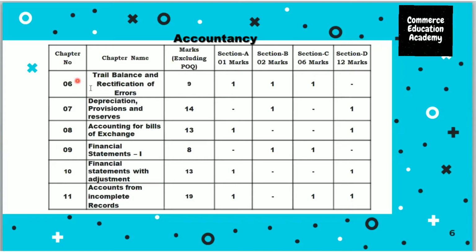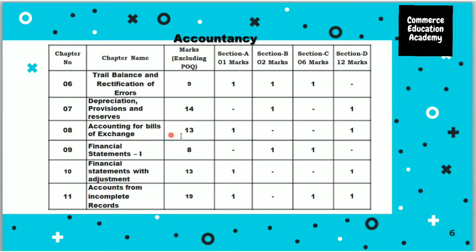Yeah, the sixth chapter. This chapter carries 9 marks. From Section A, 1 question. From Section B, 1 question. From Section C, 1 question. There is no question from Section D. It's nil. The seventh chapter carries 14 marks. So no question from Section A, 1 question from Section B, no question from Section C, and 1 question from Section D. So the total weightage is 14. So 12 plus 2, 14.